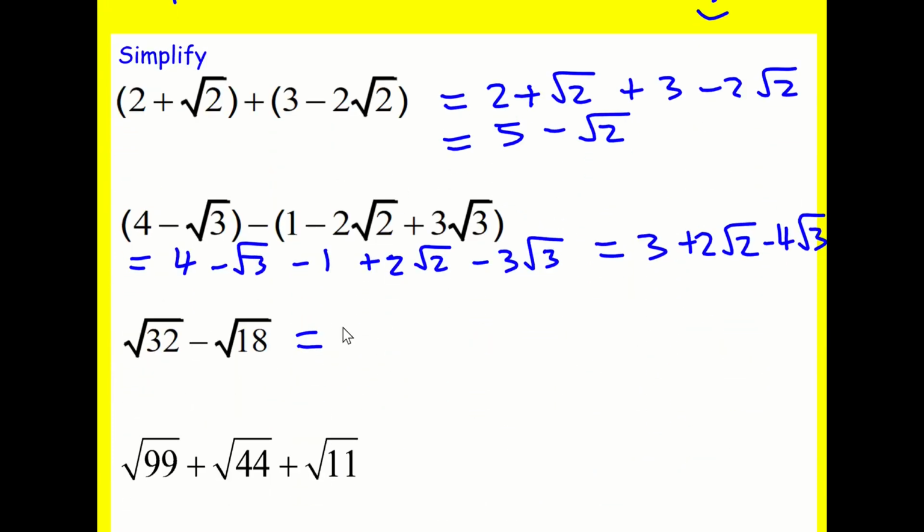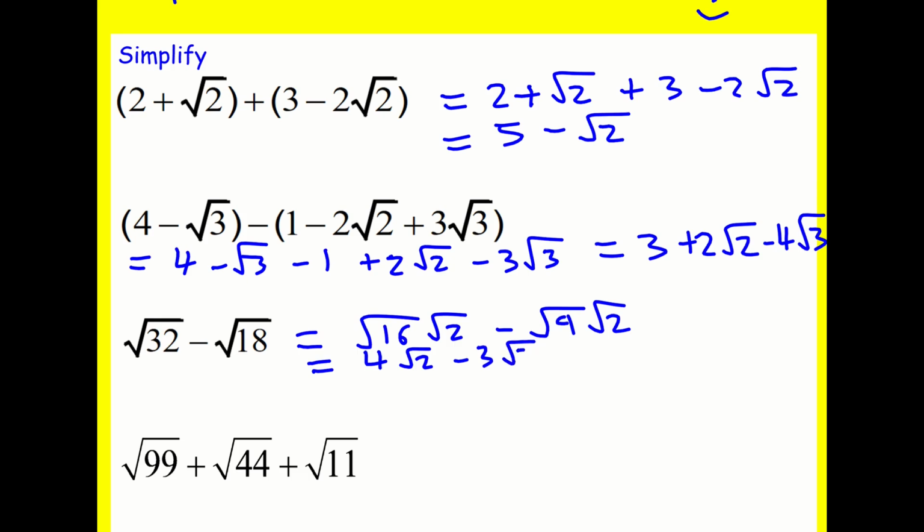So the thing to do is to try and simplify each one individually. I'm going to do this a little bit quicker now, but we can write 32 as 16 times 2. So it's root 16 root 2. That works well because root 18 is root 9 times root 2. So that becomes 4 root 2 minus 3 root 2. And suddenly we've made them actually quite nice. They're just involving root 2, and the answer is root 2 by itself. I bet you didn't think that was going to be the answer. Root 32 minus root 18 is root 2.